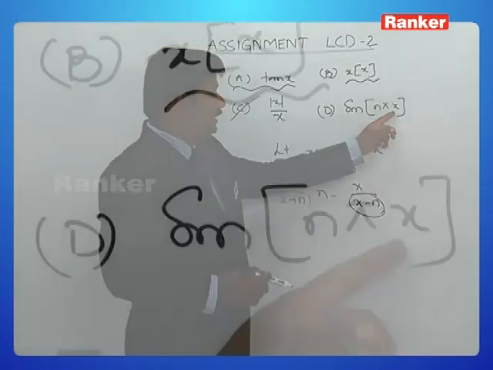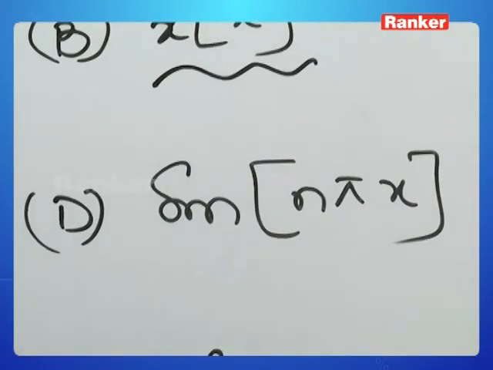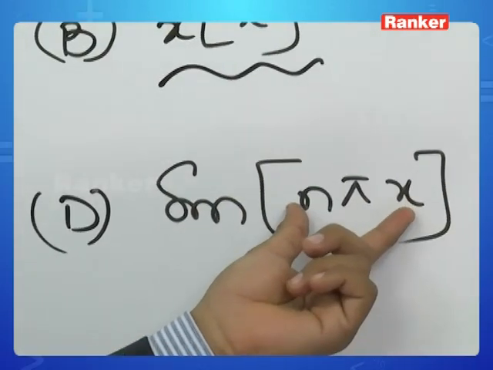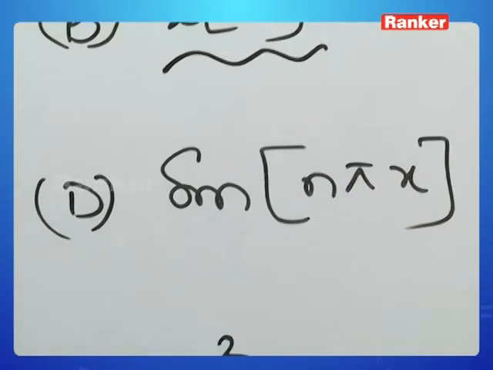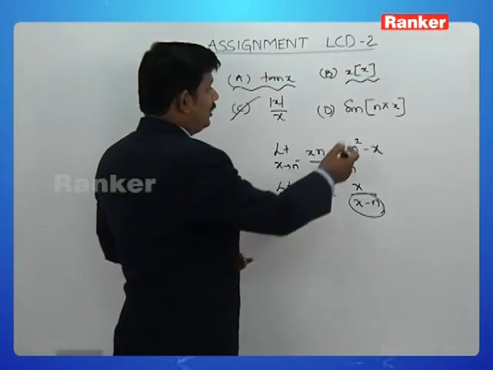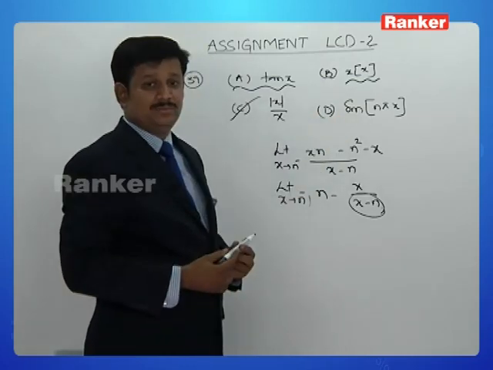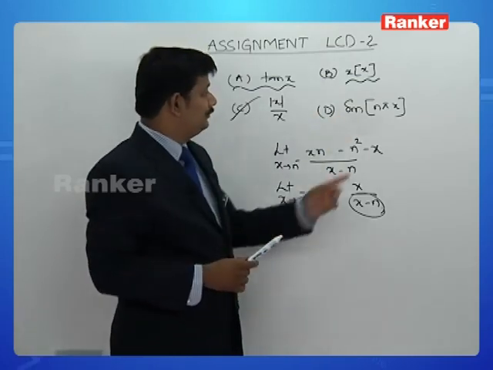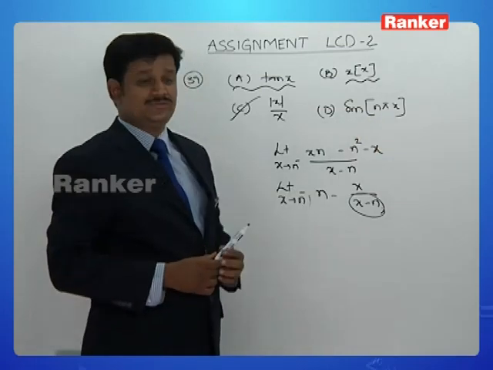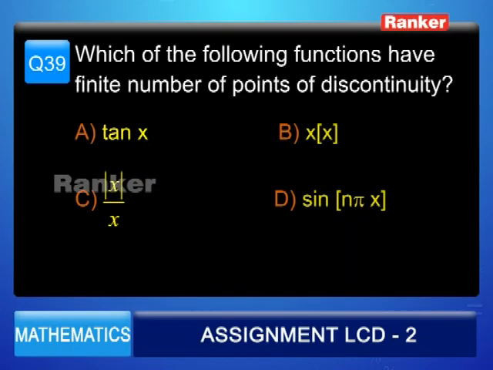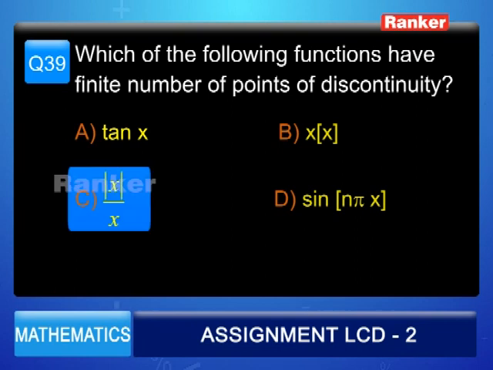Similarly, whenever n pi x is an integer, sine of integral part of n pi x will be non-differentiable. So again we have infinitely many points of non-differentiability for the function sine of integral part of n pi x. So only option is mod x by x. Answer C.